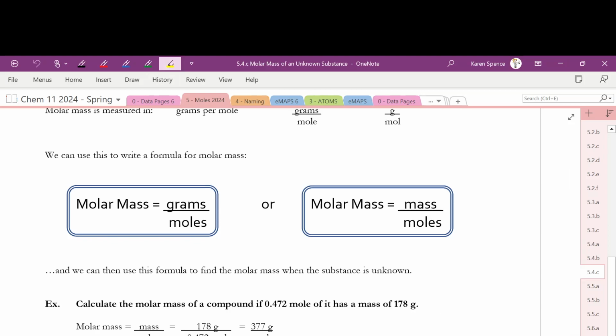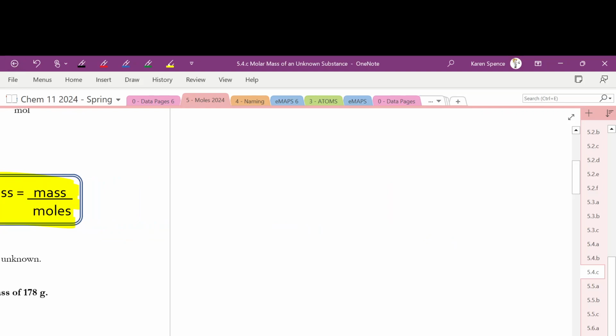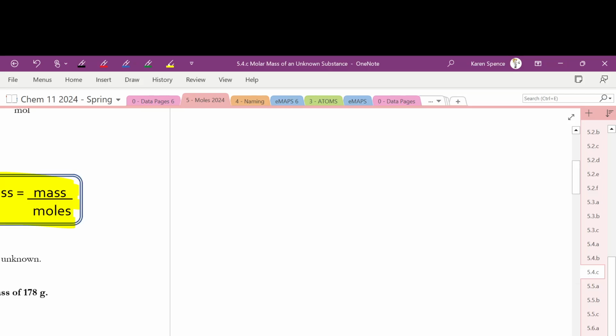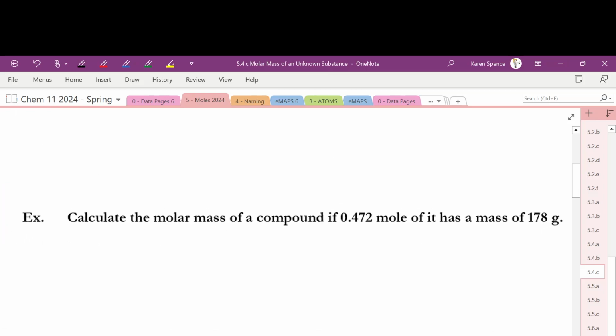So the formula for molar mass can be written as molar mass is equal to grams over moles, or you can write it as molar mass is equal to mass over moles. And all of these examples are worked for you, but I'm going to drop them as per usual over here. Control Z, over here. There we go. Molar mass is equal to what divided by what?